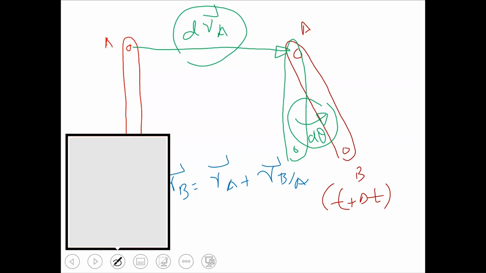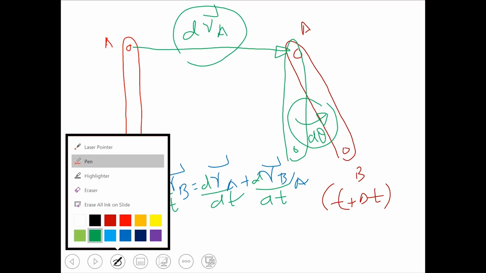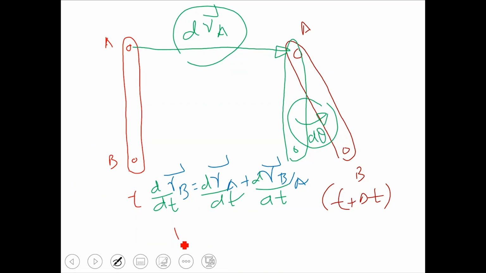Okay, now in order to find out the velocities, we are going to differentiate this equation with respect to time. So differentiating each and every term with respect to time, what does this dRB over dt become? Velocity of B. It would be the absolute velocity of B, which should be equal to dRA over dt, which represents the absolute velocity of A, plus the relative velocity of B with respect to A. Okay, this equation will be formed.